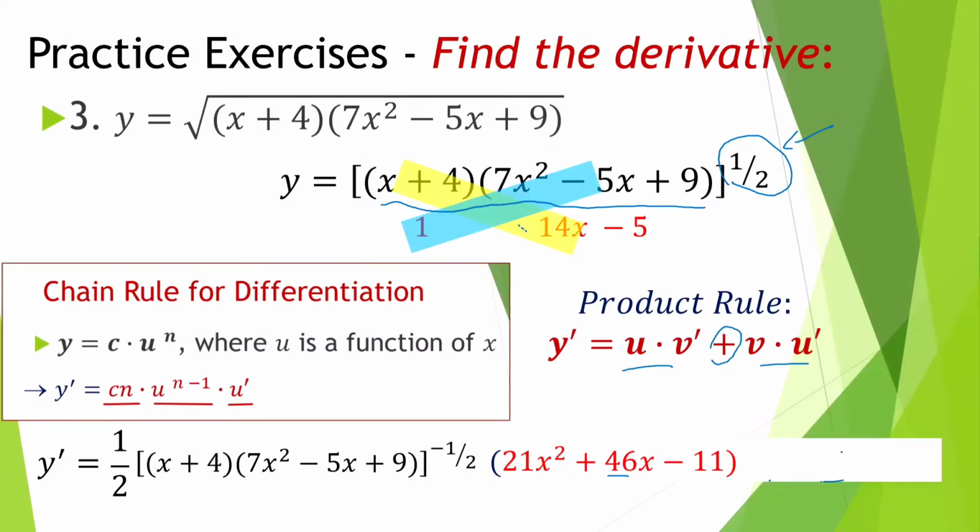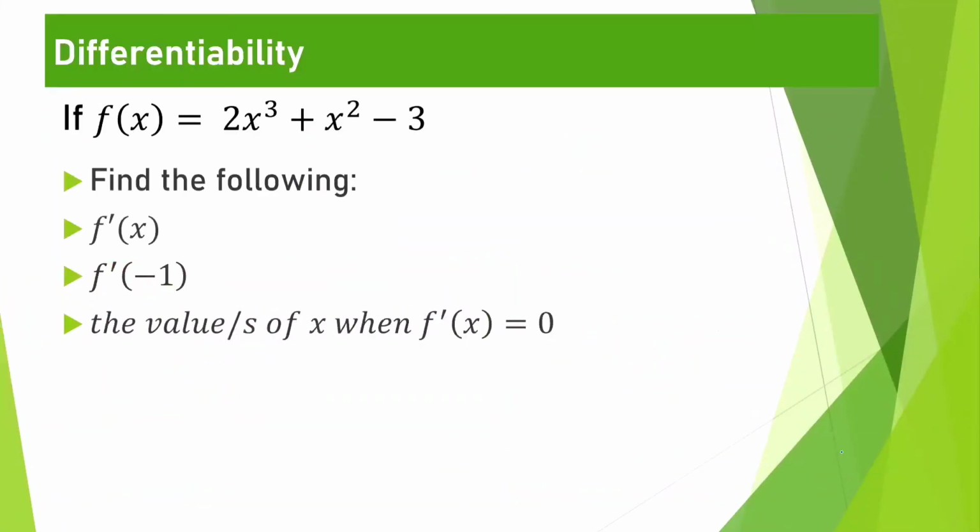Okay, that's it. Let's go to differentiability. So if f of x is equal to 2x cubed plus x squared minus 3, let's find the following. So ang f prime of x natin will be equal to 6x squared plus 2x minus 0. Now if we're getting f prime of negative 1, diba, the derivative comes from the limit. So since continuous naman to, the limit will be existing everywhere. So differentiable din siya for all values of x, mga polynomial functions. Okay? So this is now our f prime of x.